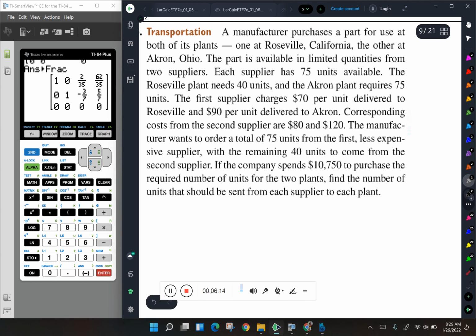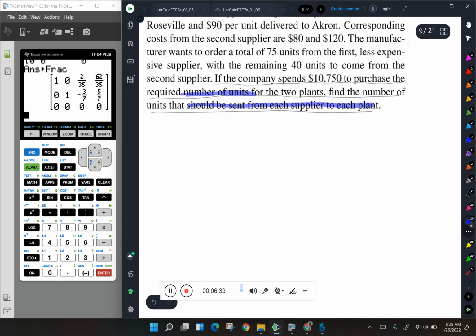Okay, so based on what they're asking us right here in this last bit down here, it sounds like there's 4 unknowns. Because if I have to find the number of units that should be sent from each supplier to each plant, then I need 4 variables to do that.